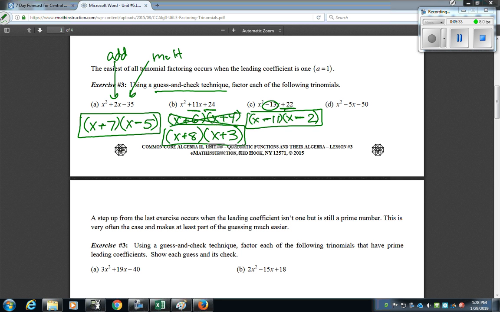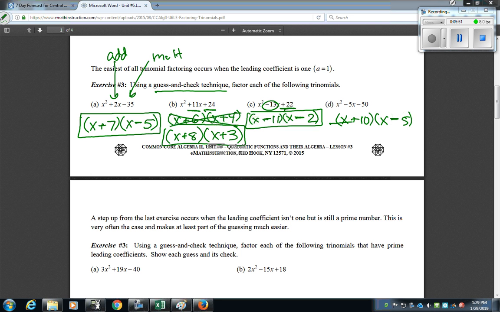And then D, like we talked about with A, it's a negative last number, which in that case means we're going to have a positive and a negative. x and x in the beginning. And then for 50, my first instinct would be to do 10 and 5. So if I put the 10 here and 5 here, when I add those together, I actually get positive 5.